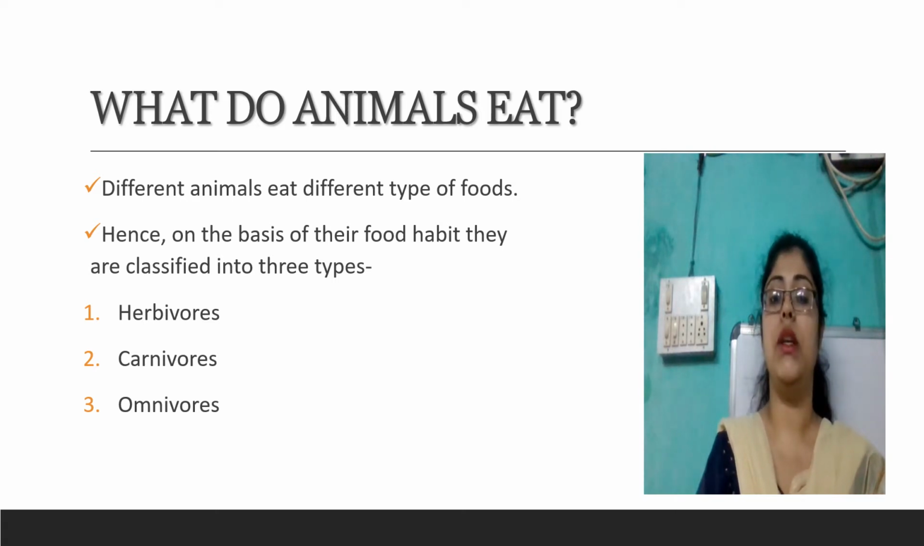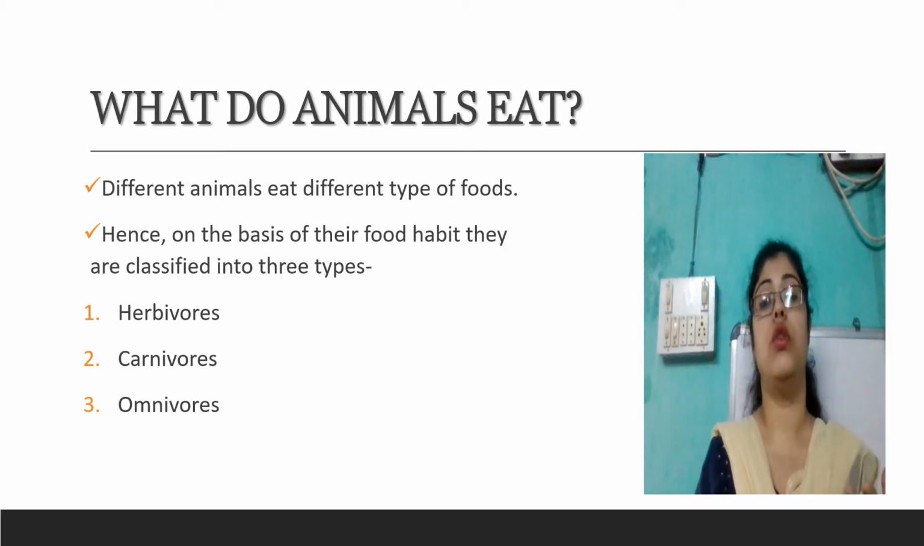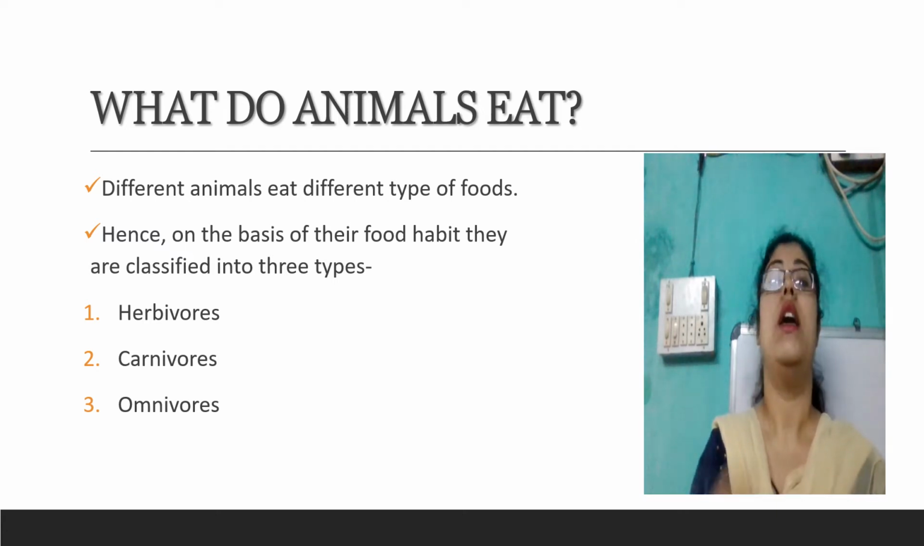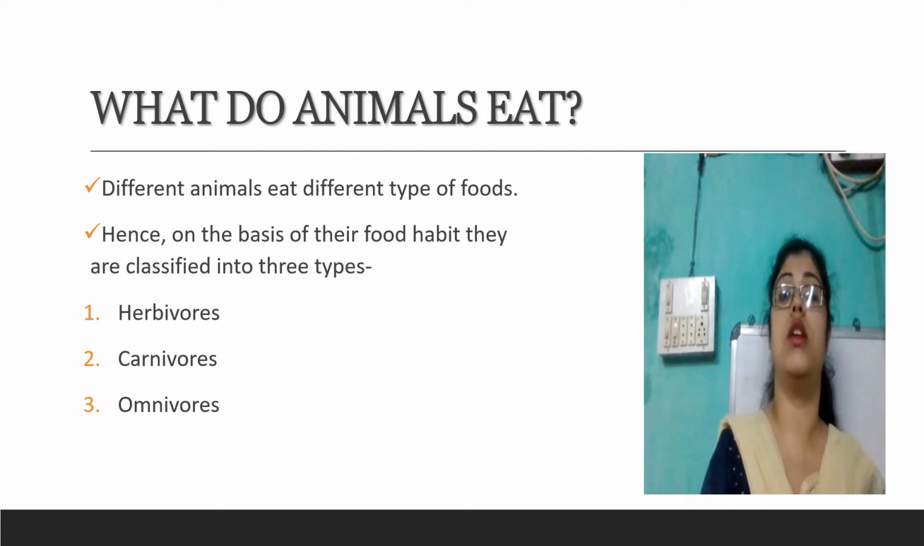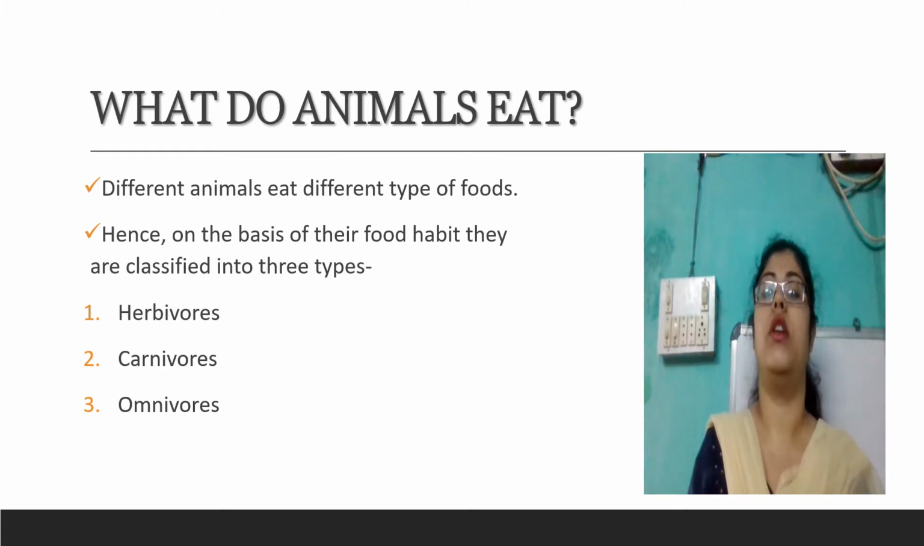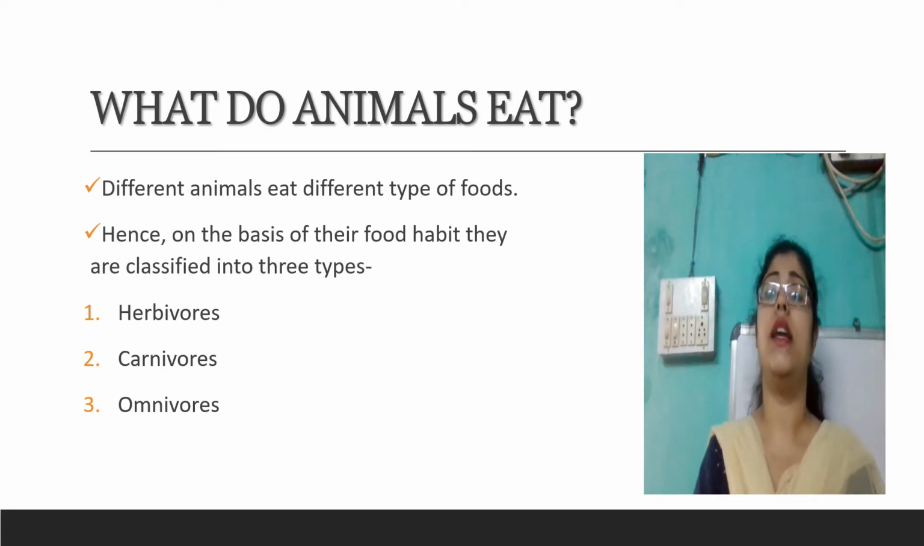Different animals eat different types of food. Yes, we know. If you take the example of a cow, a cow can eat grass, roti, or any vegetarian food. If you take the example of a dog, a dog can eat both plant products and animal products. And if you take the example of a lion, a lion can only eat flesh, that is the animal product. So with this we can understand that the food habit of an animal can be divided into three parts: herbivores, carnivores and omnivores.